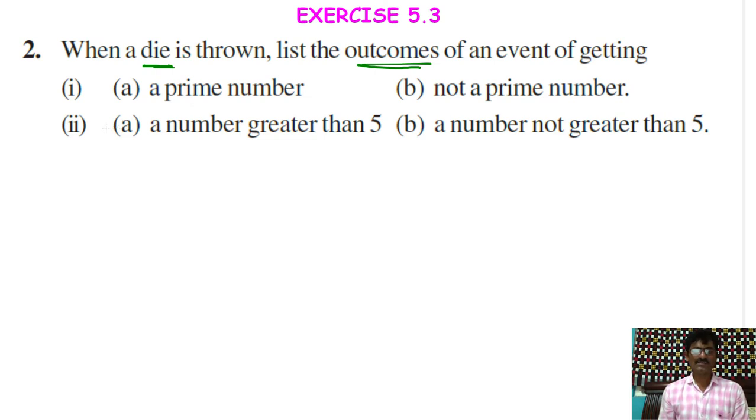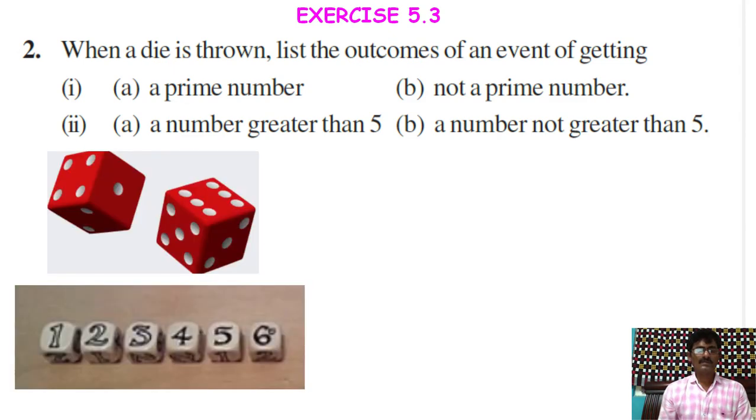Let us see. First of all, what is a die? A die is a 6-faced cube. So we have 6 faces. On each face, one number will be printed. 1, 2, 3, 4, 5, 6 like that. On one face, there will be 1. On another face, 2. On another face, there will be 3, like that on 6 faces. In each face, there will be one number printed.